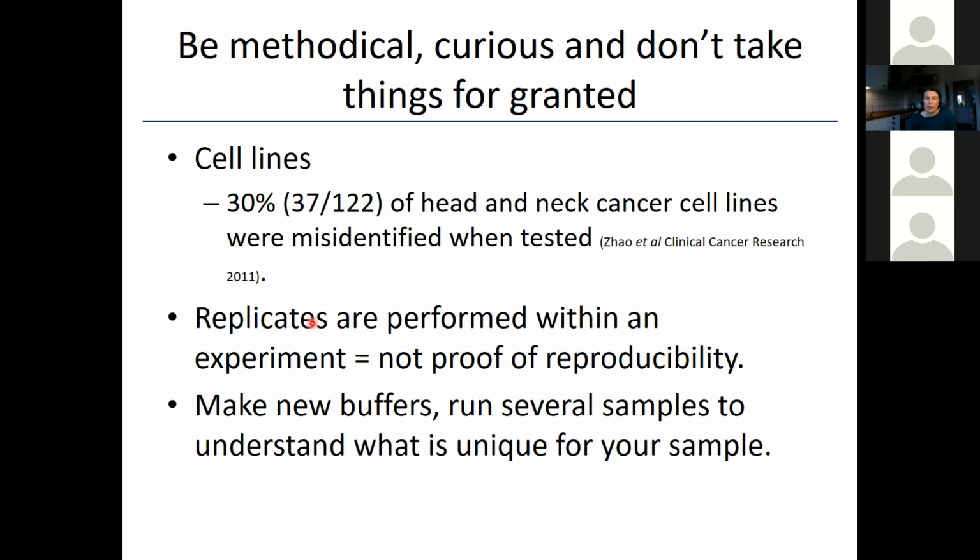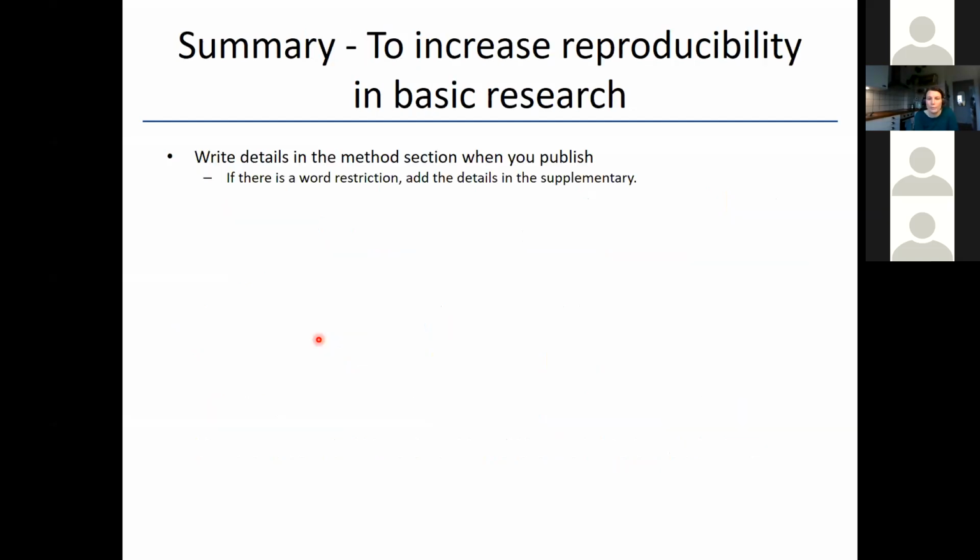Replicates are performed within an experiment, but it's not proof of reproducibility. Proof of reproducibility is if somebody else in your group can get the same result as you. Or can you get the same result, but from patient samples collected by another group? Or can another group get the same results as you? And so make new buffers, run several samples to understand what's unique for your sample. Don't make just one Western blot once and say it worked. I mean, repeat it to be sure.